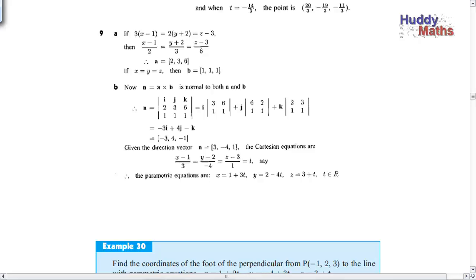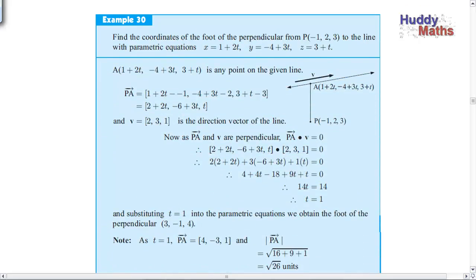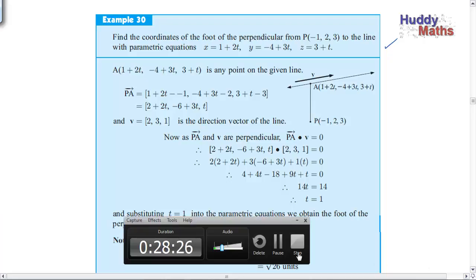All right, let's go on now and have a look at example 30. Find the coordinates of the foot of the perpendicular from P to the line with these parametric equations. Let's have a look now at that and see what we've got there. We'll just pause it here for a minute.